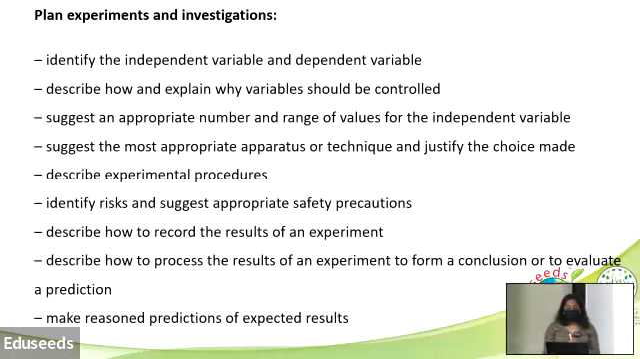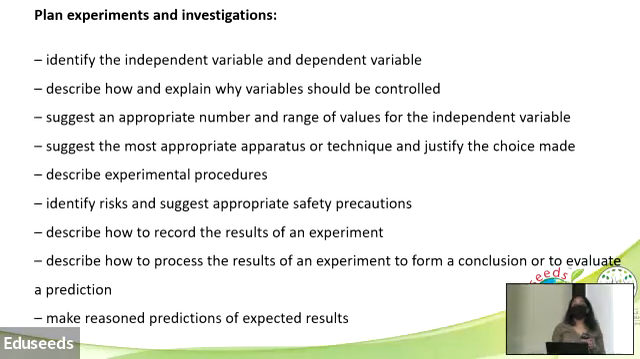Suggest and describe experimental procedures. So you have to write down the steps, how you conduct the experiment. Just take the important ones. Identify risk and suggest appropriate safety precautions. This safety precaution is a very common question, especially when you are handling apparatus, to avoid parallax error. Then describe how to record the results of an experiment. We usually record the experiment results in a table, which we already discussed. Describe how to process the results of an experiment to form a conclusion.